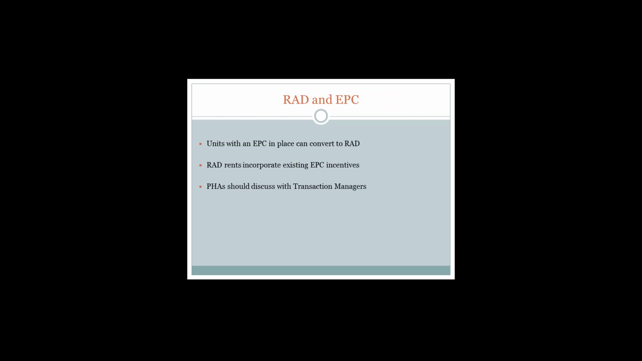When you're a housing authority and you're considering converting to RAD and you have an EPC in place, there's a number of complications that you're facing at that moment, because EPCs mean use the Section 30 program in order to allow some sort of encumbrance to be placed on the building.